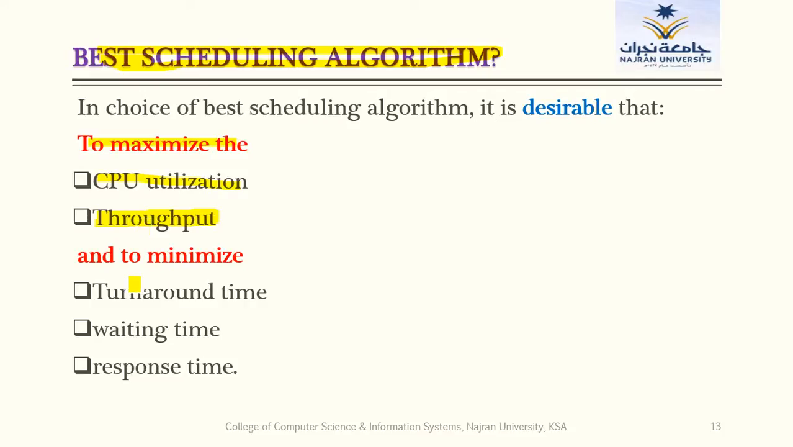Okay, so also in choosing the best scheduling algorithm, we need to minimize turnaround time, waiting time and response time. Turnaround time is the measurement of the time from submission to completion. So the algorithm that takes less time to complete one process will be the best one. Waiting time: the algorithm that has less waiting time will be the best one. And the algorithm that has less response time will be the best algorithm.